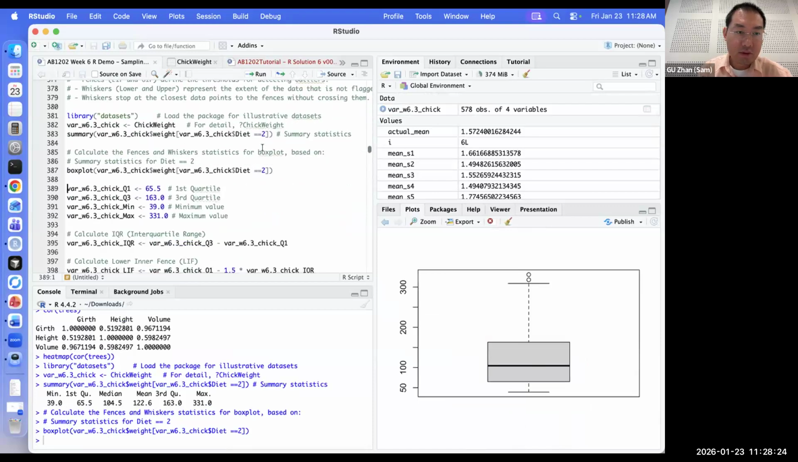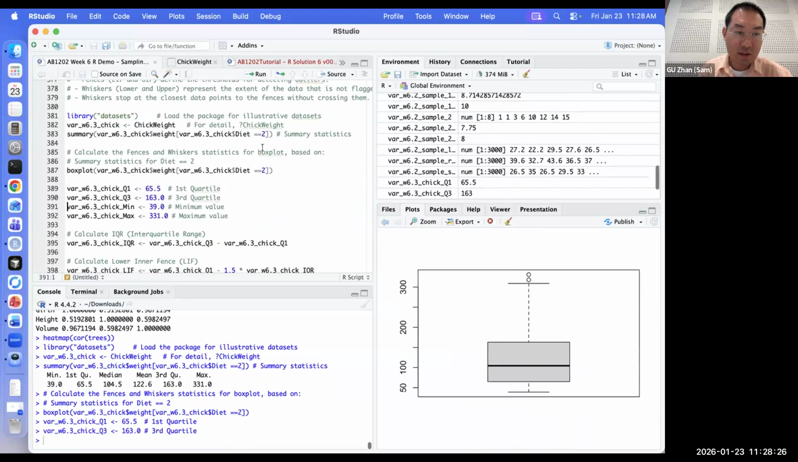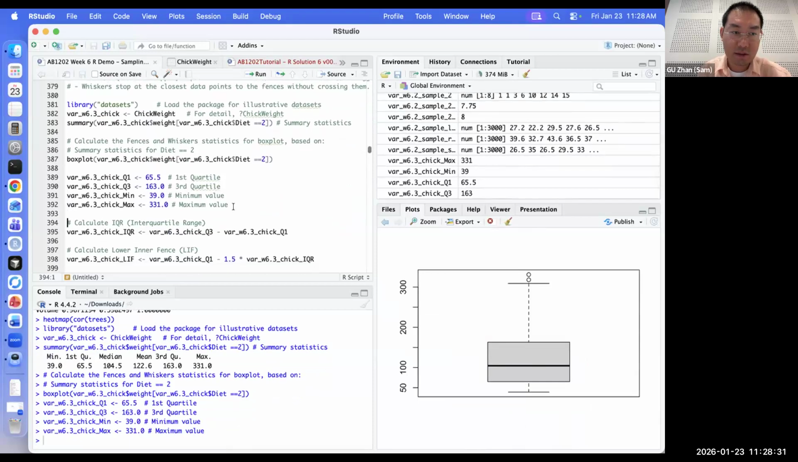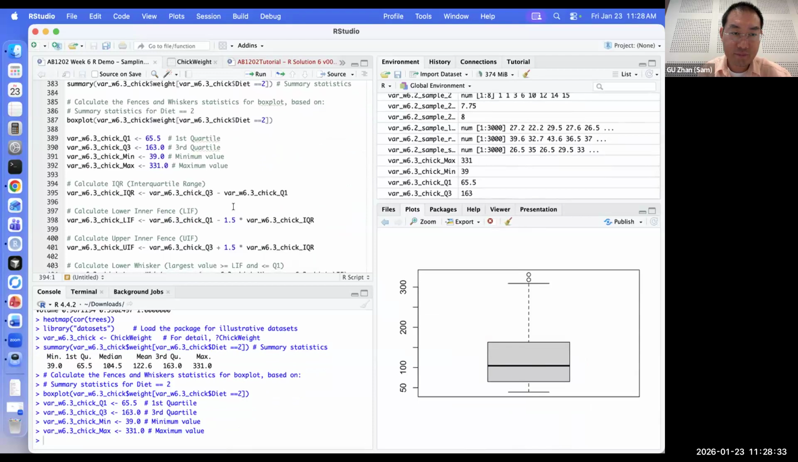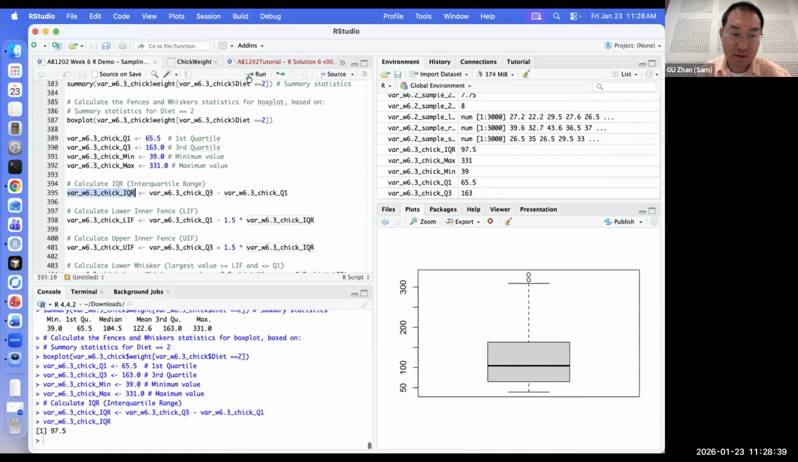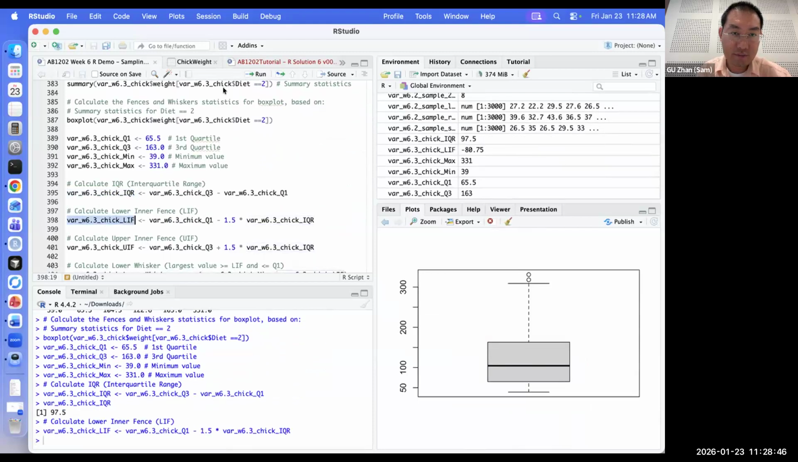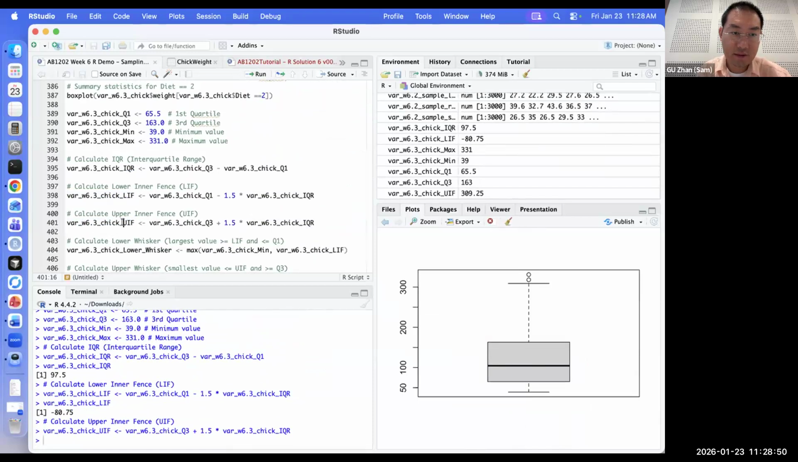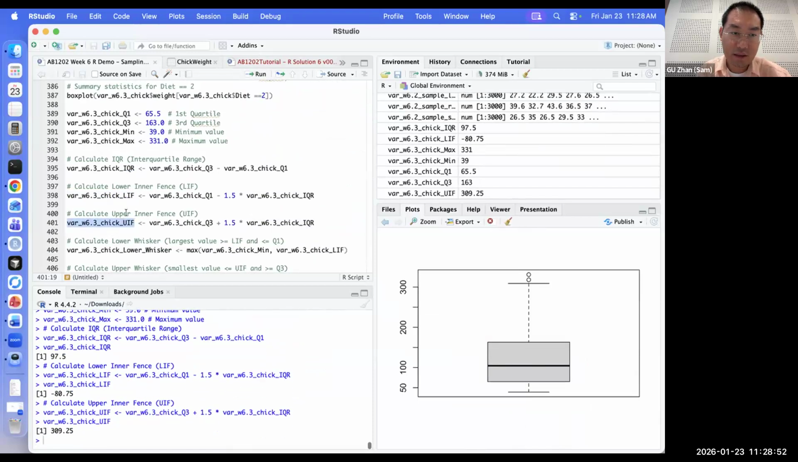Whiskers. Q1 is known to you, Q3 is known to you, the minimum is known to you, the maximum is known to you based on the summary. Then calculate the interquartile range. So let's have a look. This is the interquartile range, 97. Lower fence, then upper fence. Upper fence, yes, right, 309.